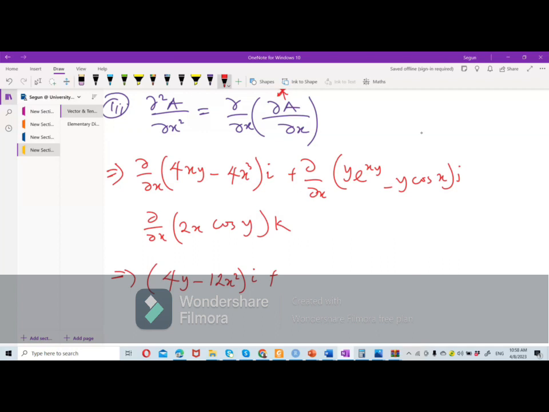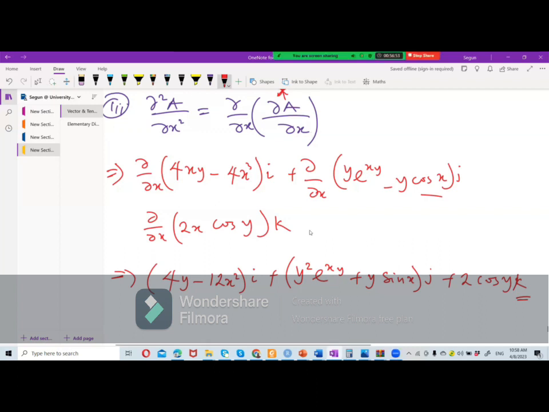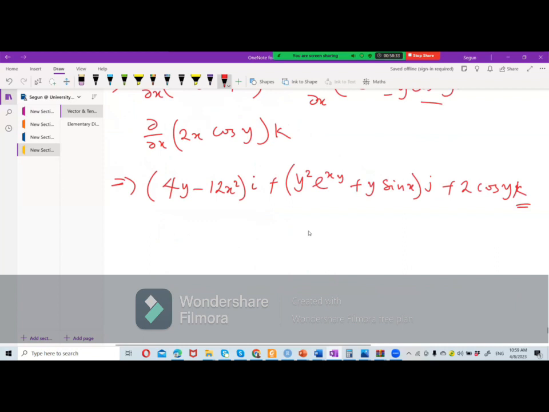Plus, now differentiate this one. What do you have now again? Who can tell us? y squared exponential xy. Thank you. So if you differentiate this one with respect to x, what do you have? Plus y sine x j. Then when you differentiate the next one, what do you have? That settles the matter. That's the answer. So it's not that hard when you know what you are doing. I believe we can do the y. Can we quickly do y? Let's do it.